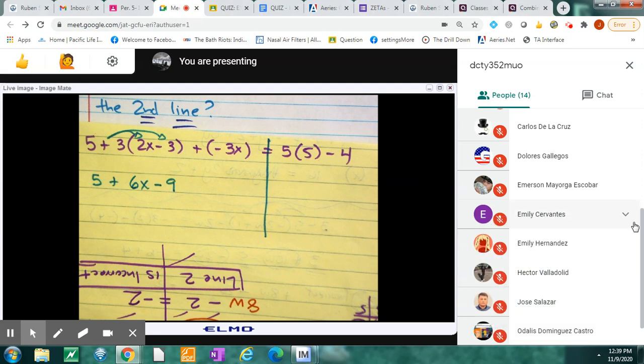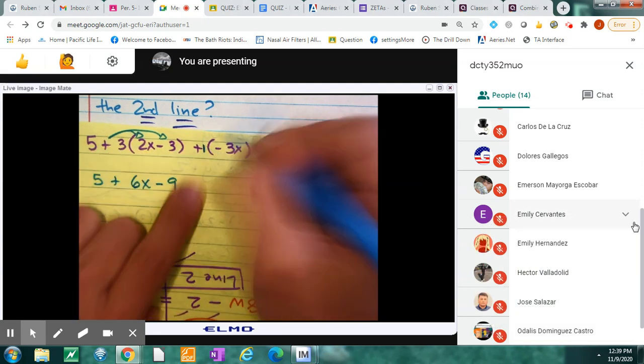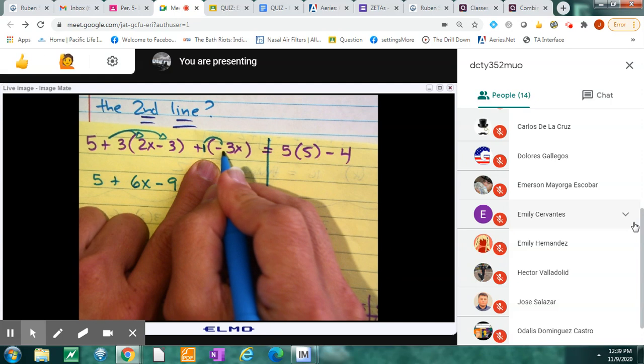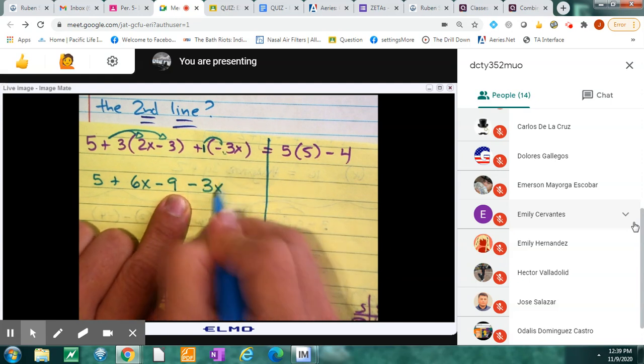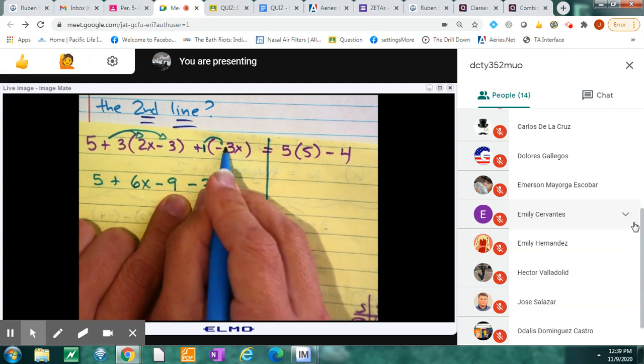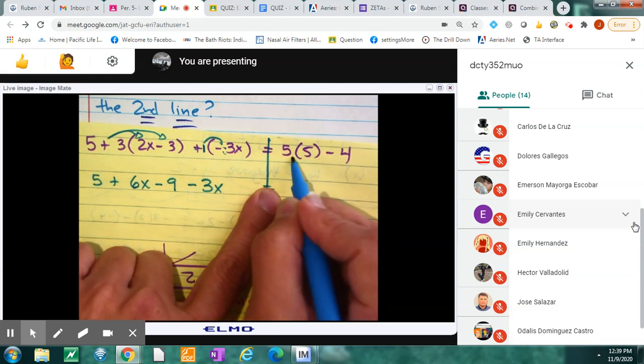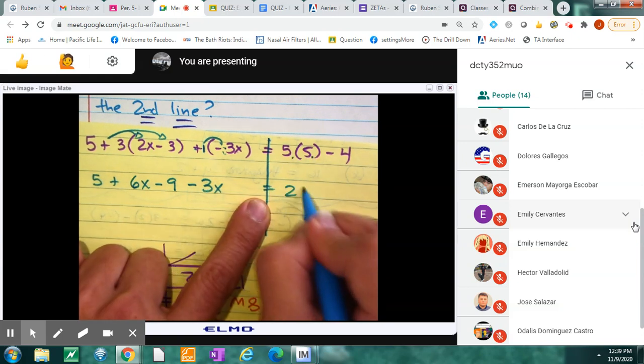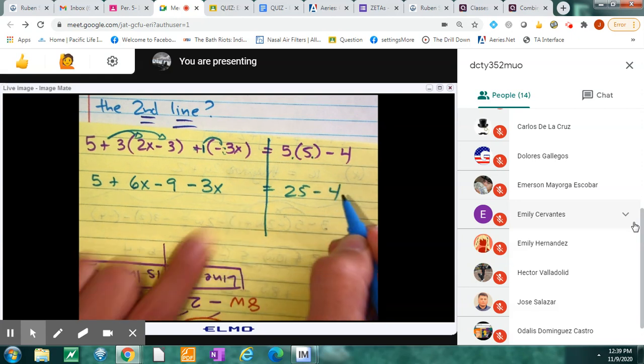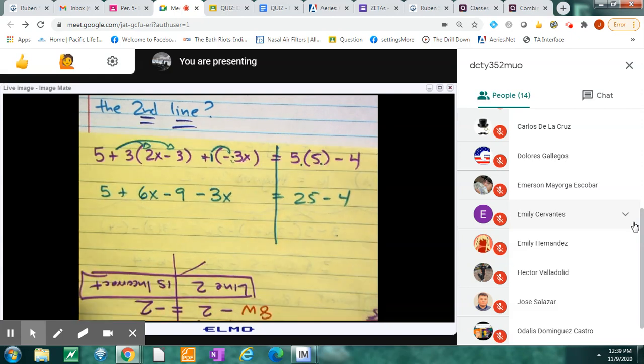So then on the plus negative 3, you could always add a plus 1, just to get rid of the parentheses, or leave it alone, right? It's going to still be negative 3x. So positive times negative is negative. 1 times 3x is 3x, okay? And then the next one is 5 times 5 is 25 minus 4. And then that's it. Now look at your answers.